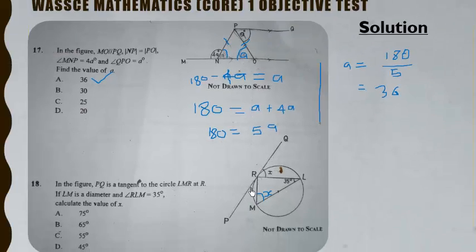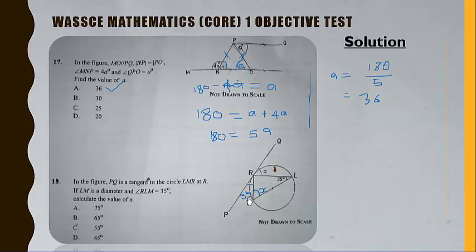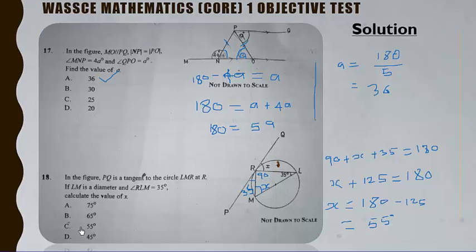Now we want to find this. This is angles in alternate segments. So this is equal to x, and that one is equal to 35 degrees. And this angle is 90 because we were told that ML is a diameter. Now we add all this, either the sum of angles in a triangle or sum of angles on a straight line should give us 180 degrees. So we solve for x, and we obtain x to be equal to 180 minus 125, which is 55 degrees.